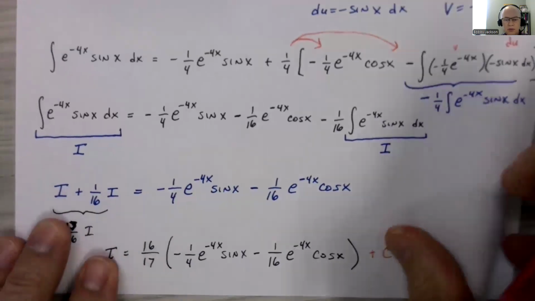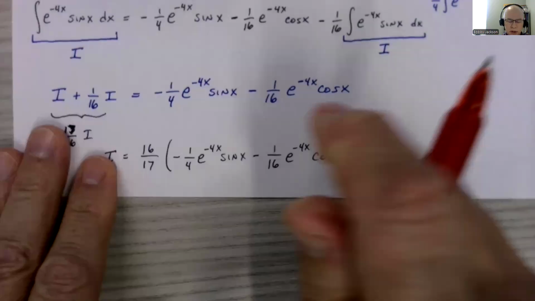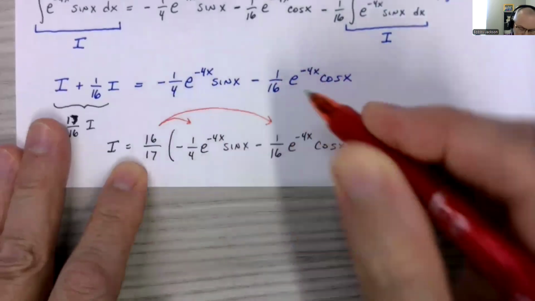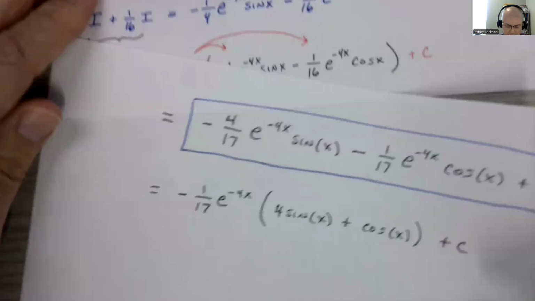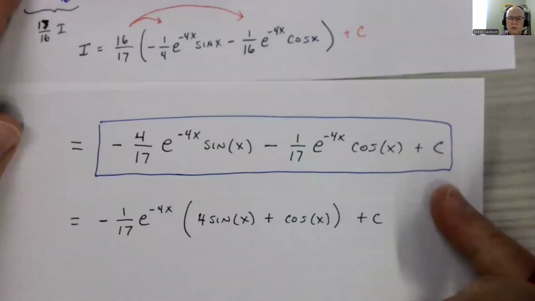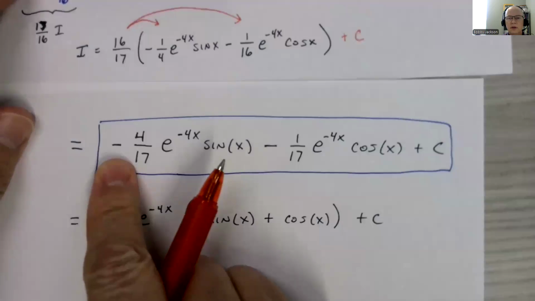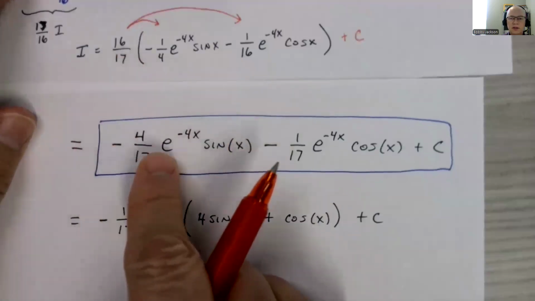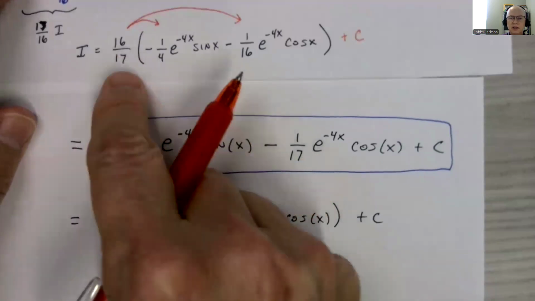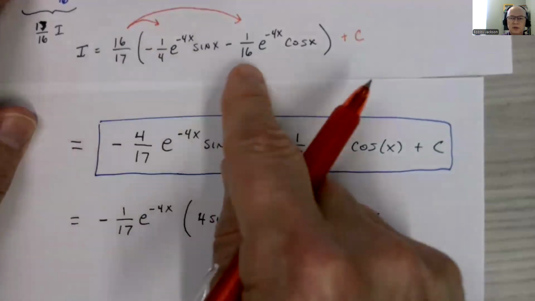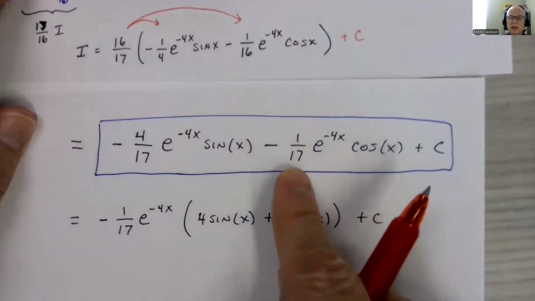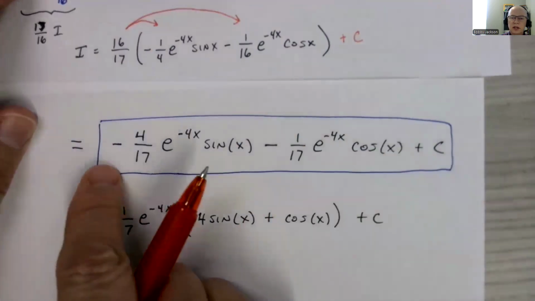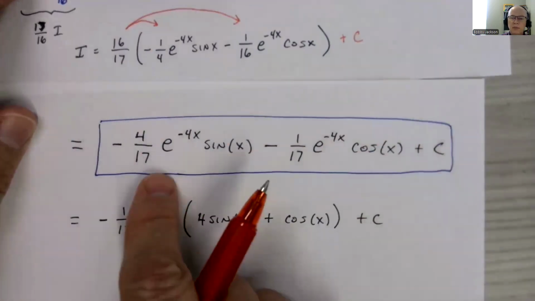We can clean this up a little bit because I can distribute this 16/17 through. And when I do that, we get negative 4, goes into 16 4 times, negative 4/17 e to the negative 4x sine of x. And then this times this, the 16s cancel, and we're just left with negative 1/17 e to the negative 4x cosine of x plus the C. So there's what I would be happy with.